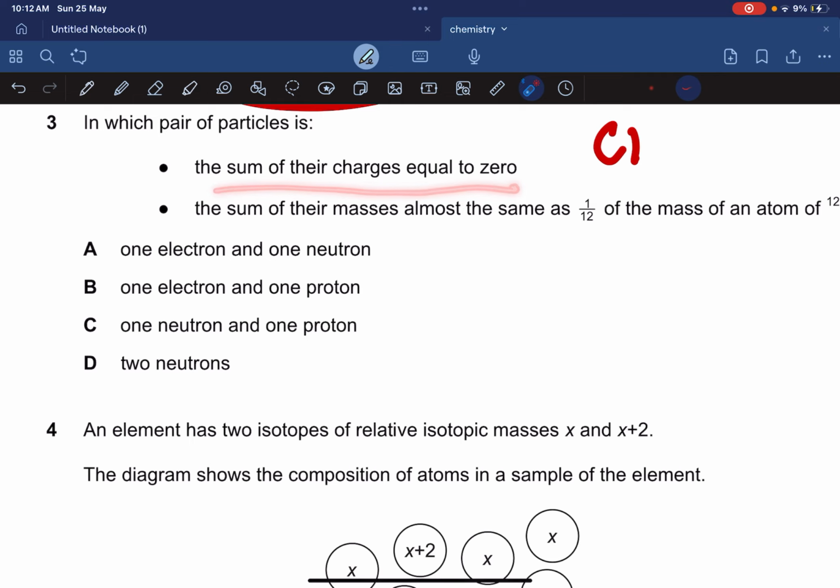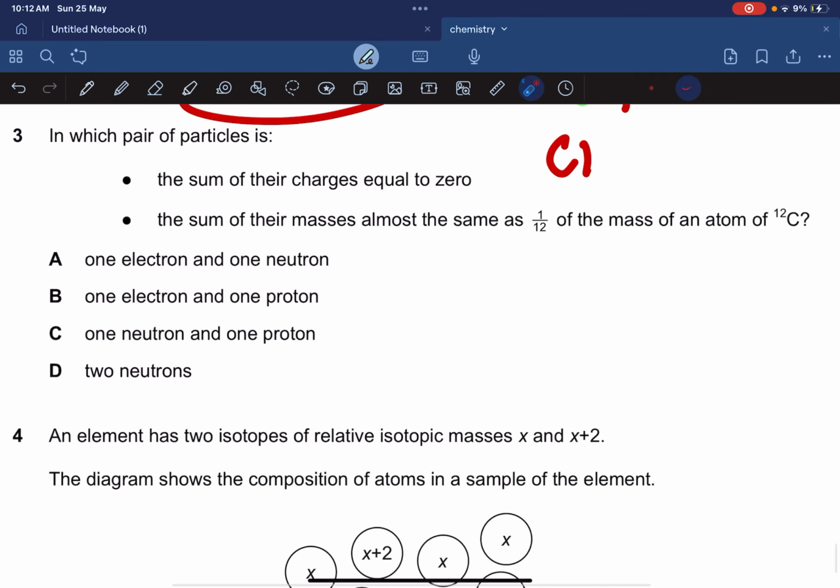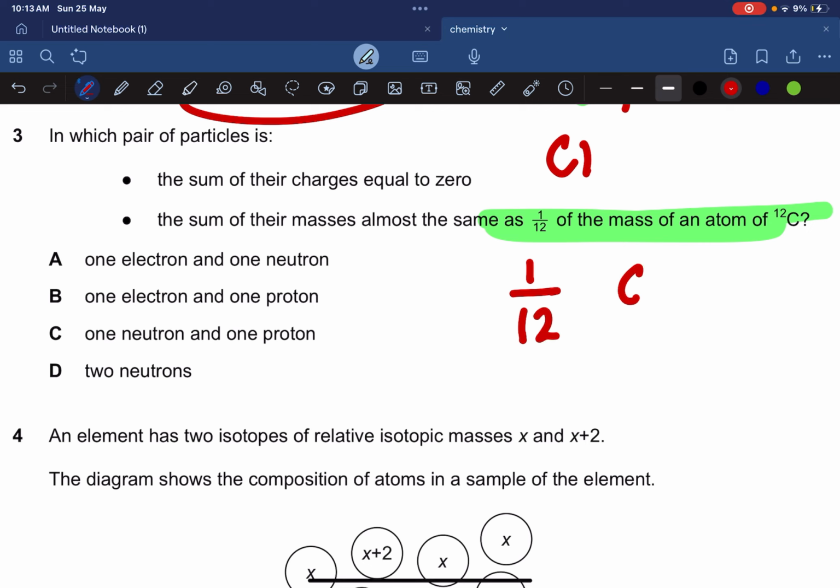Okay, the sum of their masses is almost the same as 1/12 of the mass of a carbon-12. What do you mean by 1/12 of the mass of a carbon-12? What does the statement mean? People always confuse this, but you don't have to. 1/12 of the mass of a carbon-12. What does this 12 tell us?